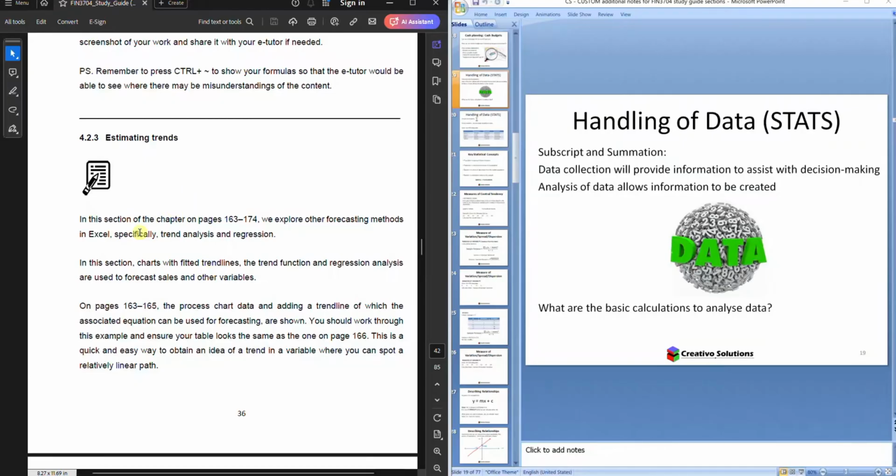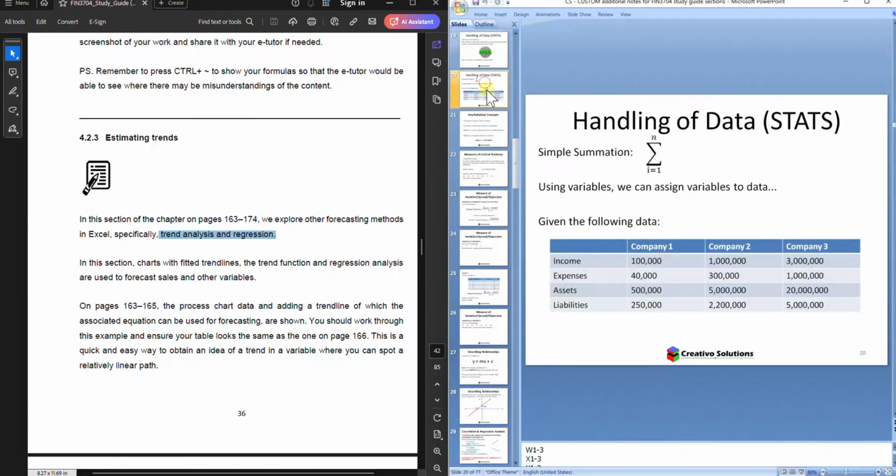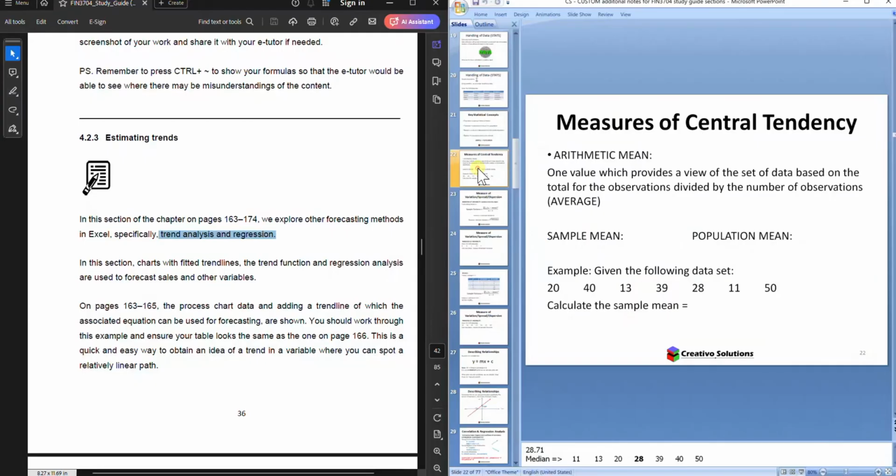Here's our first bit of statistics, trend analysis and regression. I've given you some slides on it. I'm just going to skip to the actual regression. So maybe just to speak to what I've given you, this is obviously summation. This is just statistical notation, just highlighting summing up all these different amounts. And then central tendency is looking at these means, these averages.